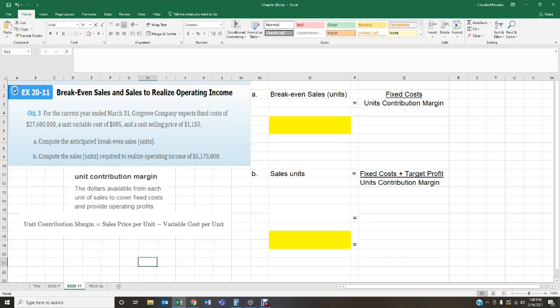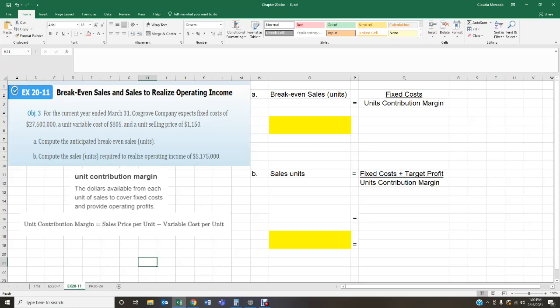Now, the first thing that they're asking us is to compute the anticipated break-even sales in units. How many units do we have to sell to break even? Remember, break even is when our cost equals our revenue, where we don't generate any income, we just break even. There's no money being made. This is the number that will get us to the point where we are going to begin to generate some income. After this break-even point, we're going to start making some money.